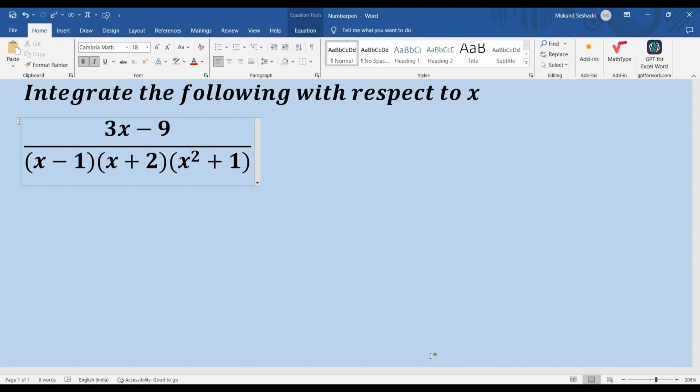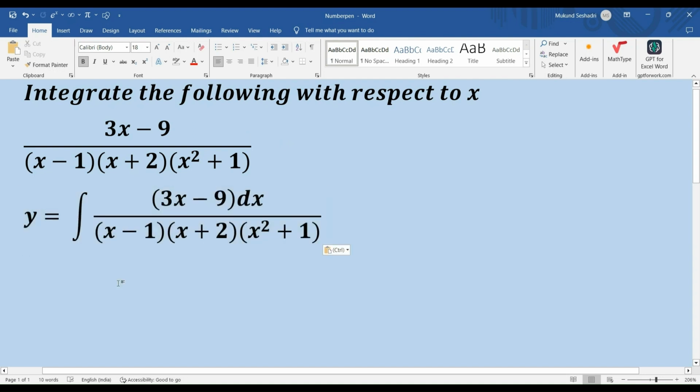So let's write down what our y is. Our y is the integral of the given expression. So I'll go to the next line. So that's my y. Now, looks like I have a rational expression where the degree of the numerator is lesser than the degree of the denominator, right? So I will have to resolve this rational expression using partial fractions.